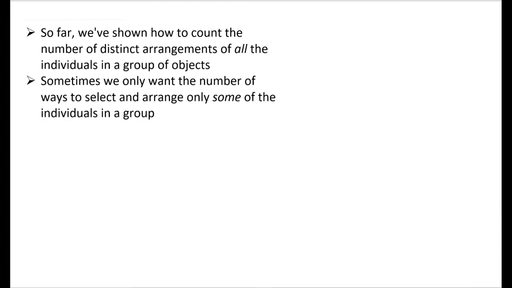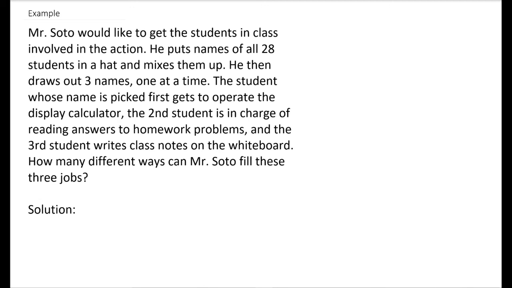All right, so far we've shown how to count the number of distinct arrangements of all the individuals in a group of objects. Now, sometimes we only want to count the number of ways to select and arrange some of the individuals in a group, not all of them. So how do we go about doing that? So let's look at an example.